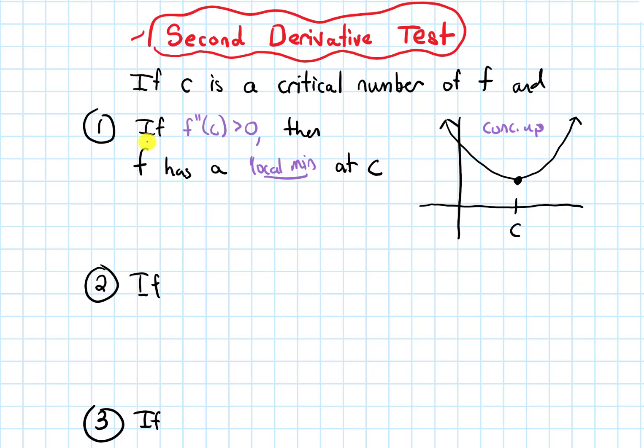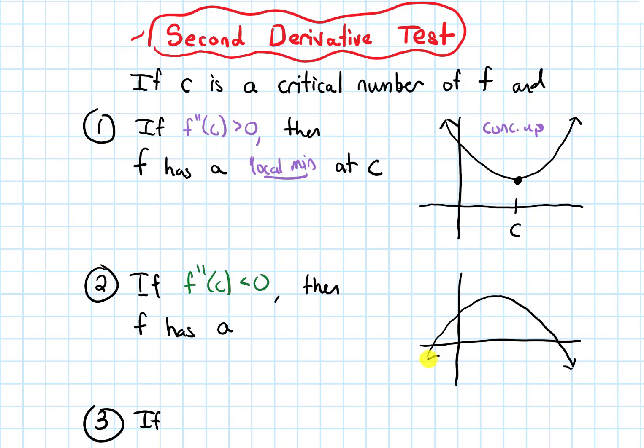The second case is if our second derivative evaluated at c is less than 0. If it's negative, then our function f has a, and again, I'm going to draw a picture to motivate it. So this time our second derivative is less than 0, so we need a function that is concave down. Okay, and if I label this critical number as c, this place where my graph gets flat, I can see that my graph is now concave down. So at that critical number, we have a local max. f has a local max at c.